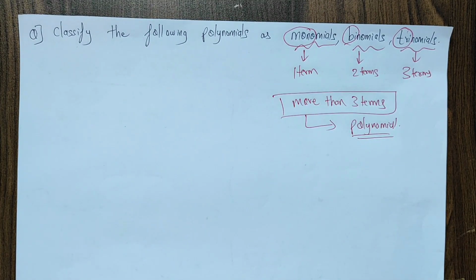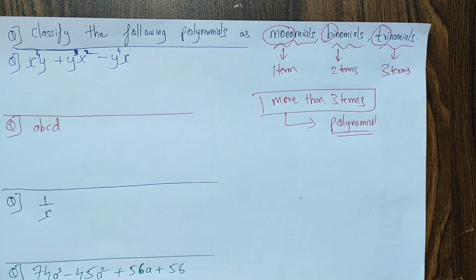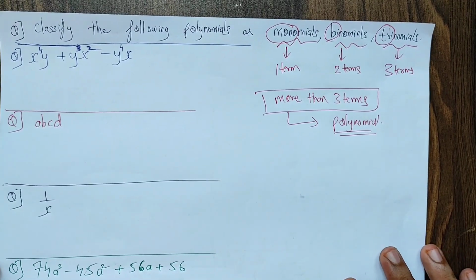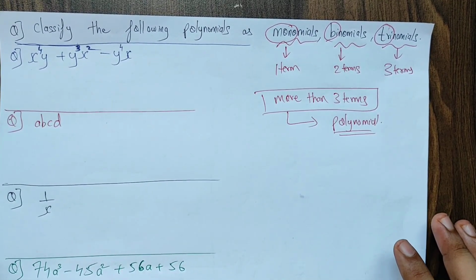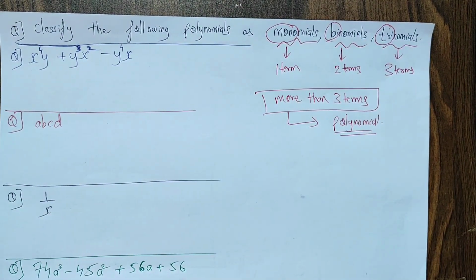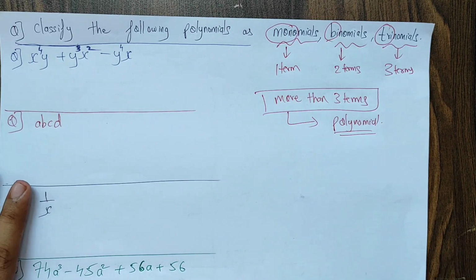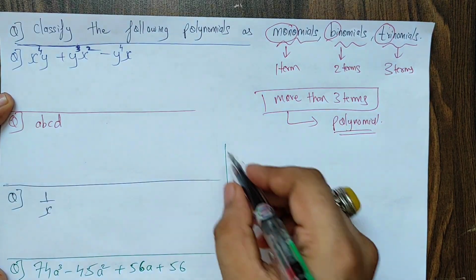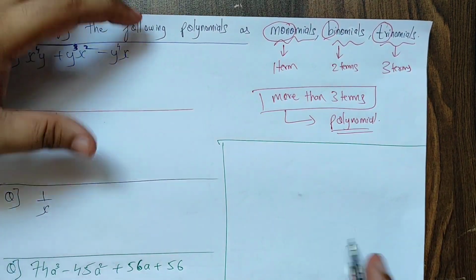So let's start with the concept, please. Okay, students, here you can see in front of you there are 4 different questions I have written. We need to identify whether they are monomial, binomial or trinomial, or if the number of terms is more than 3, we call it a polynomial. Before starting with the actual concepts, let me very quickly give you once again some examples. See here, please everyone.